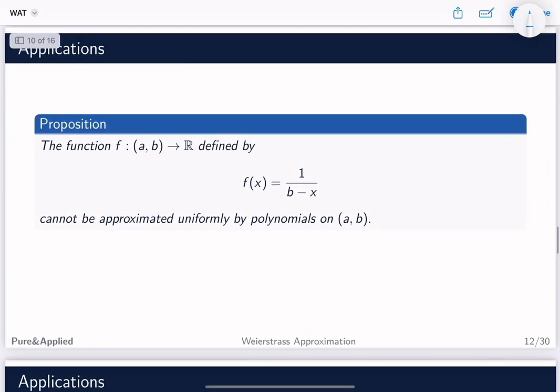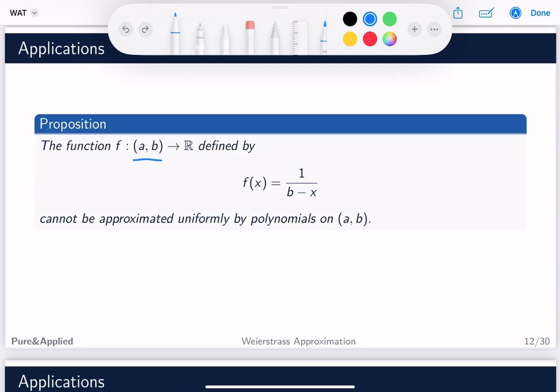For example, this is not an application. This is really an observation, I guess. If you look at a function like 1 over b minus x, this function is not bounded on (a, b), and if you define it on (a, b), you don't have compactness. You can't use the approximation theorem, and the reason is, say we assumed blindly that we can. Suppose the theorem applies.